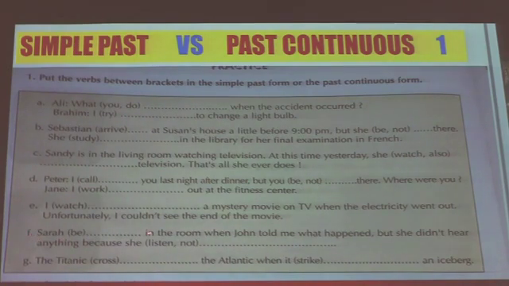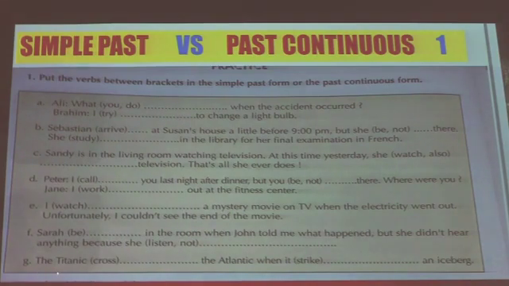Sarah, be in the room when John told me what happened. But she didn't hear anything because she and listen, okay? When you listen to something, for example, to music, etc., it takes a little bit. Yes, a period of time, okay?